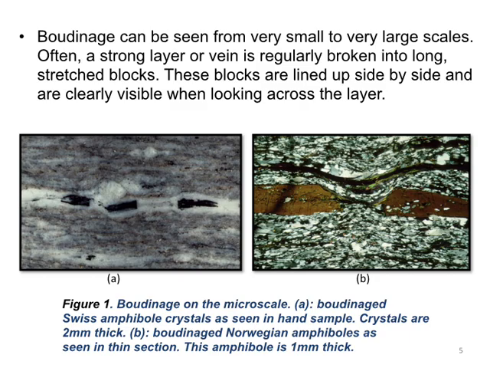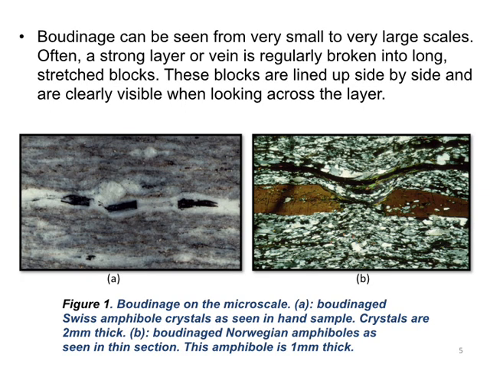Now, boudinage can be seen from very small to very large scale. The figure at the bottom shows two examples of boudinage. The first one, that is A, is a hand sample showing Swiss amphibole crystals. The black amphibole crystals are clearly broken into segments, each about 2 mm thick. These boudins appear as dark rectangular blocks aligned in a row, separated by gaps filled with lighter matrix material. This clearly shows that boudinage can affect individual crystals, not just the entire rock layer.